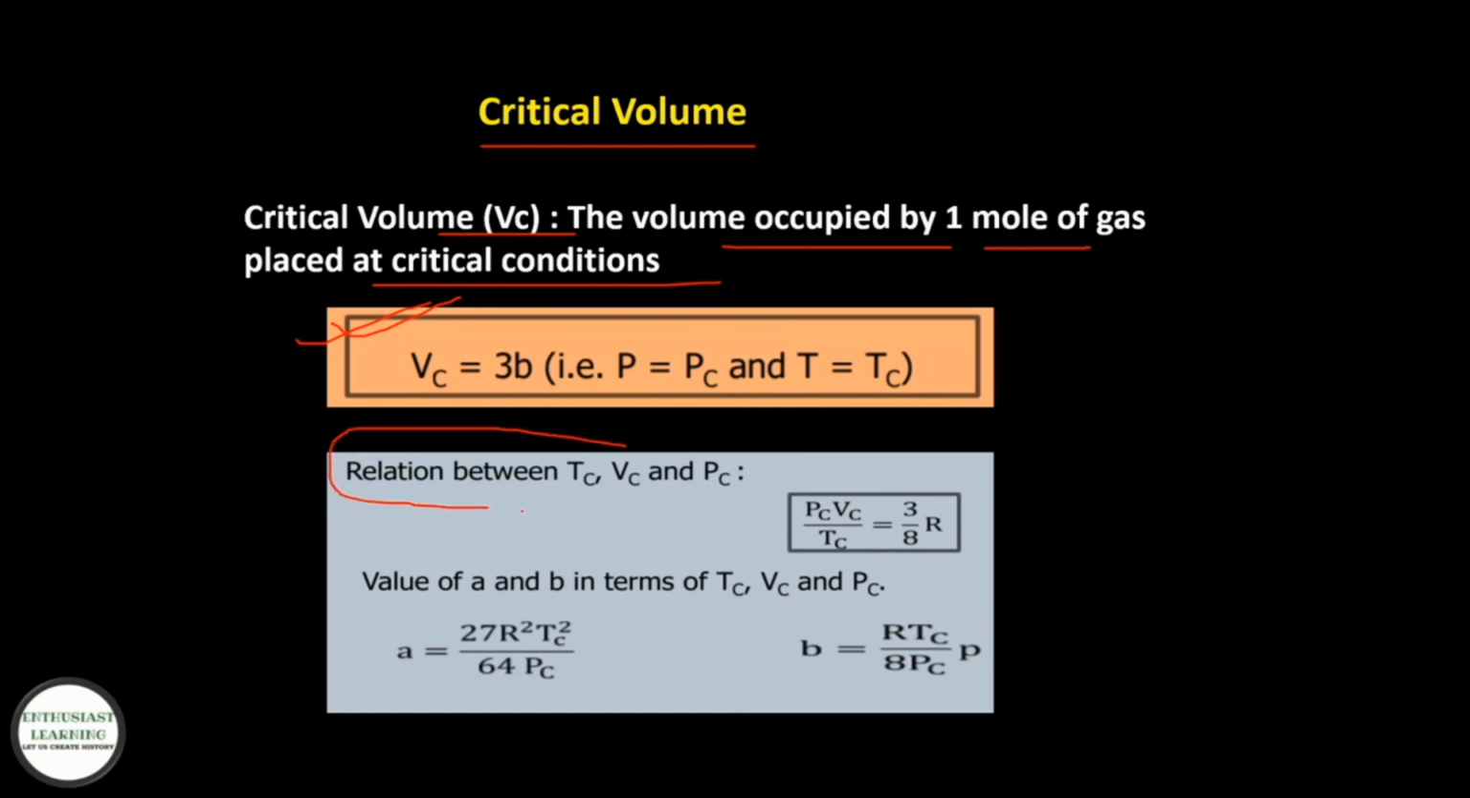Now the relation between Tc, Vc and Pc: Pc into Vc by Tc is equal to 3 by 8R. Values of A and B in terms of Tc, Vc and Pc are: A is 27R square Tc square upon 64 Pc, and B is equal to RTc by 8 Pc.